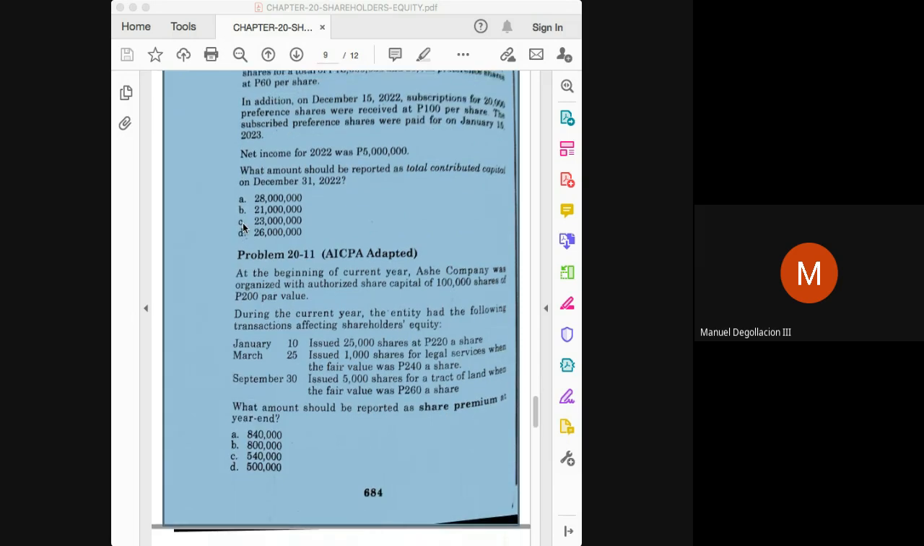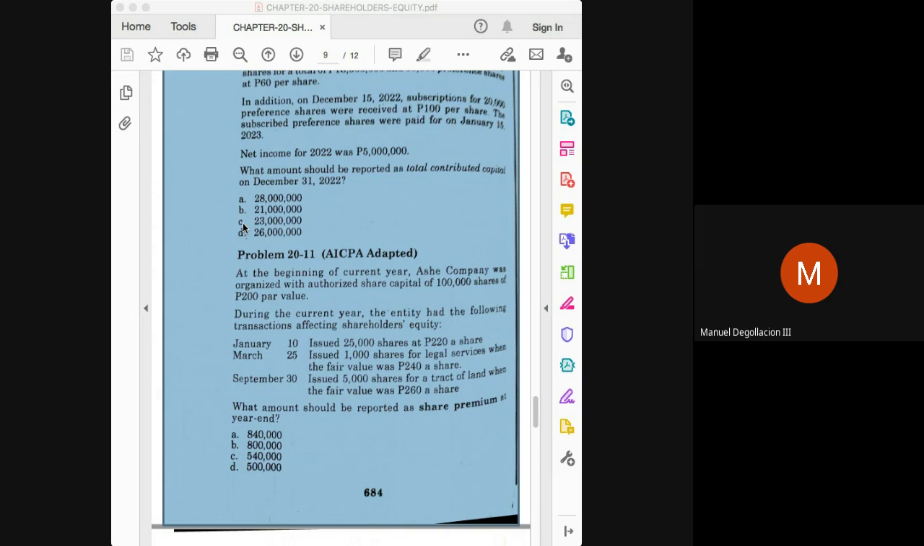Let's proceed to problem 20-11. What amount should be reported as share premium at year end? So at this point, it's important for you to know what goes to your share premium. So any issuances in excess over the par value will go to your share premium. At the beginning of the current year, a share company was organized with authorized share capital of 100,000 shares of 200 peso par value. During the current year, the entity had the following transactions affecting shareholders' equity. January 10 issued 25,000 shares at 220 a share.